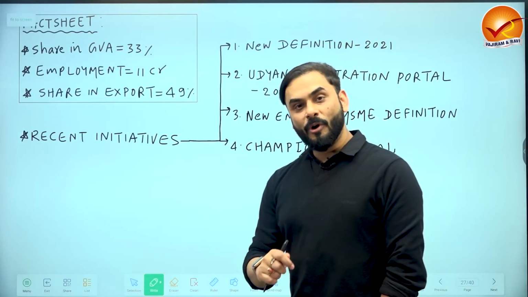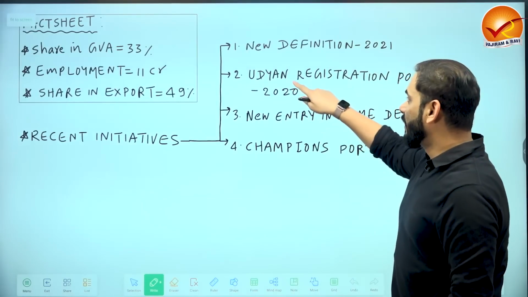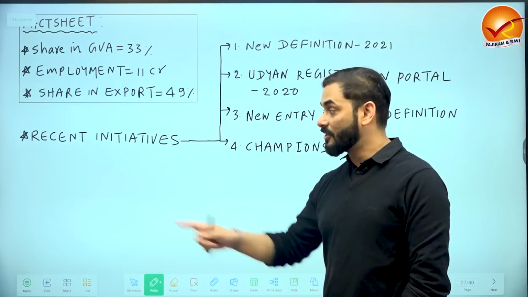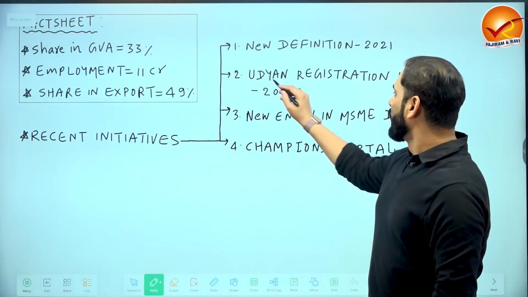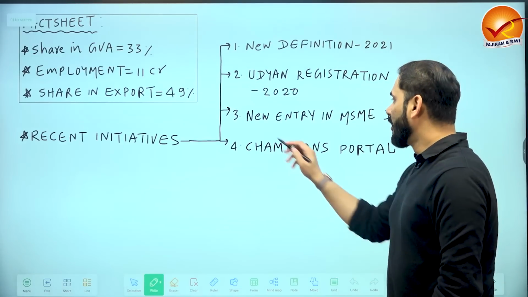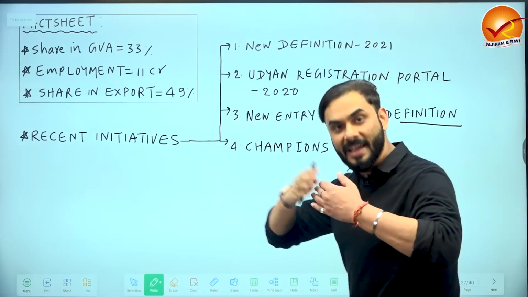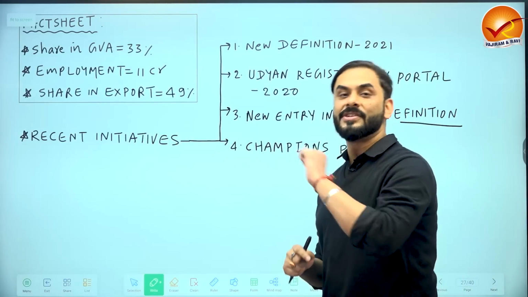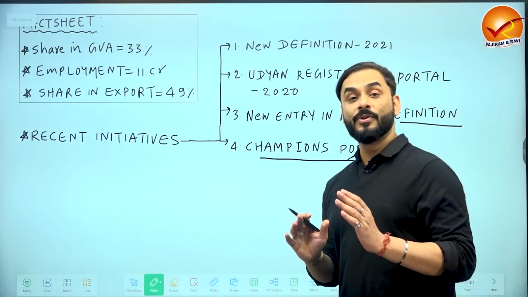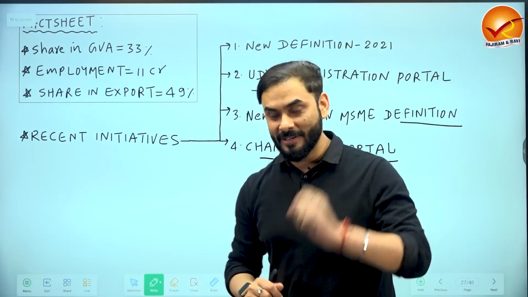What are some of the important or recent initiatives in the field of MSMEs in India? So, let's look at this. Number 1 is new definition. So, the government of India has given a new definition related to MSMEs. Number 2, Udyam Registration Portal 2020, very important. And number 3, new entry in MSME definition. So, MSME definition has been expanded. There are some new entries inside it. And next is Champions Portal. These are the 4 recent initiatives in the field of MSMEs. Let me explain them one by one.